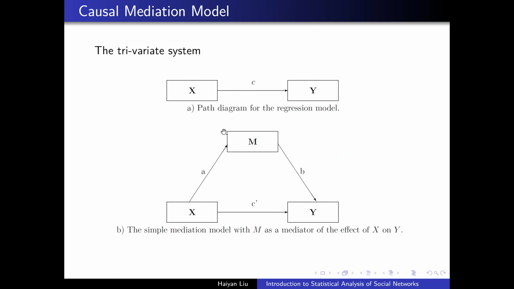So therefore, if we look at the diagram, it needs that for the path between X and M, there are no unmeasured confounders. From M to Y, there are no unmeasured confounders. From X to Y, there are also no unmeasured confounders.